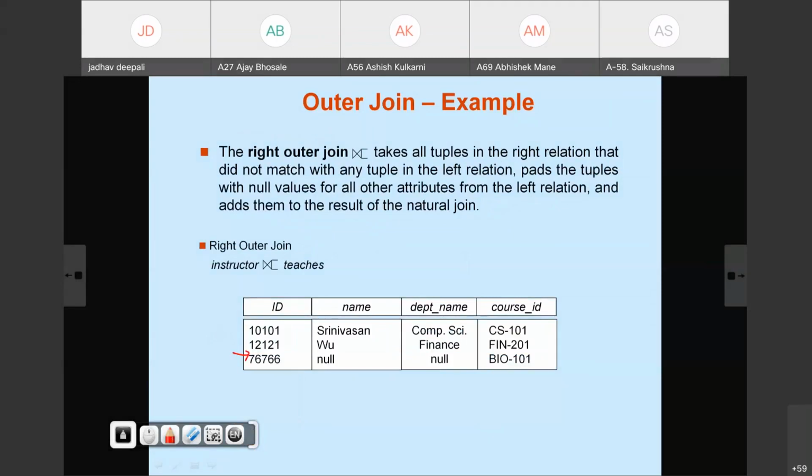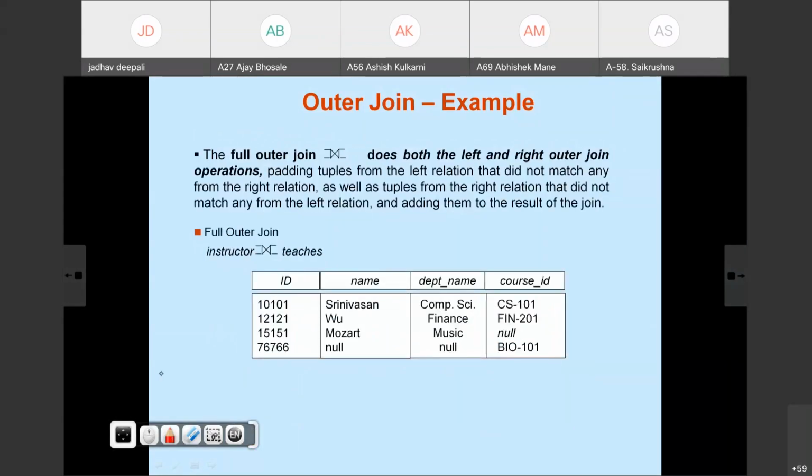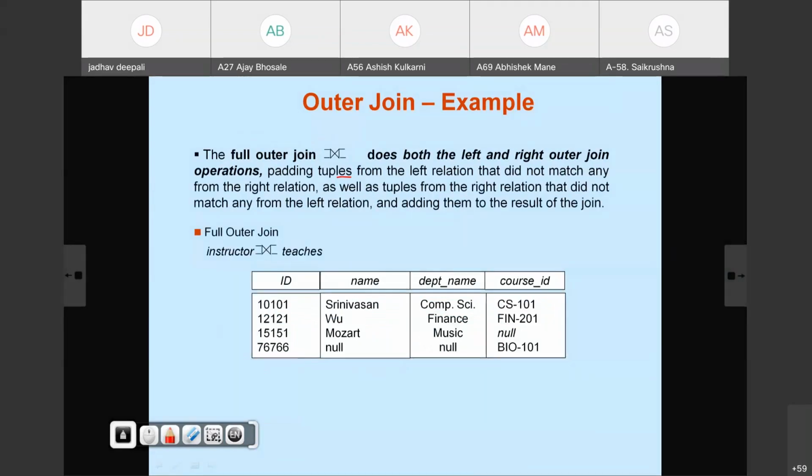And the next one, that is full outer join. So the full outer join operation does both left and right outer join. So padding the tuples from the left relation that did not match with any tuple in the right relation, this one. Attach a null value for those attributes from the right relation, as well as the tuples from the right relation that did not match with any tuple from the left relation, and attach the null value for the attributes from the left relation. And in this way, we use full outer join.